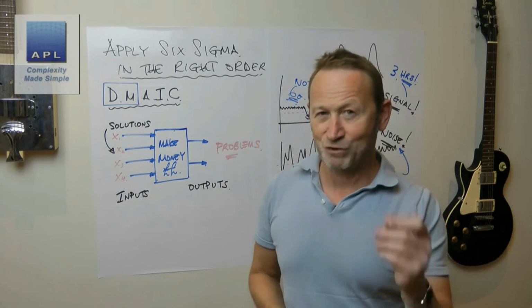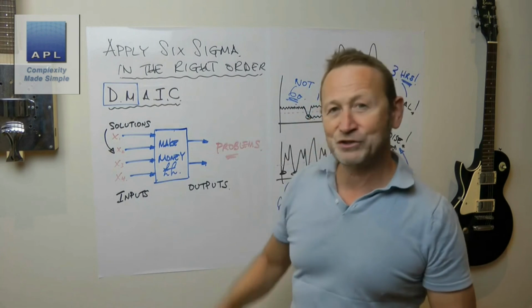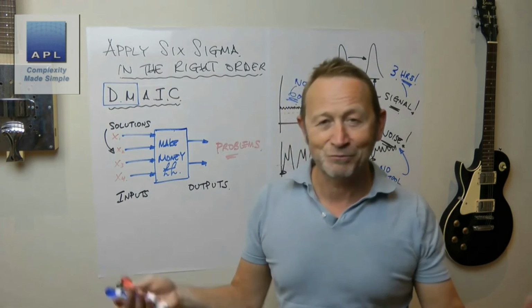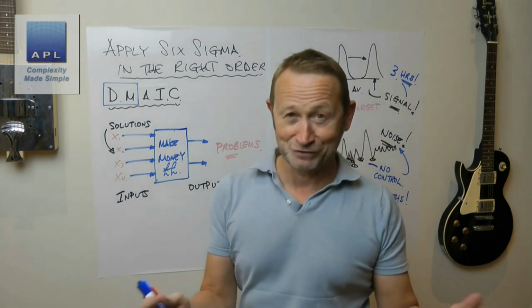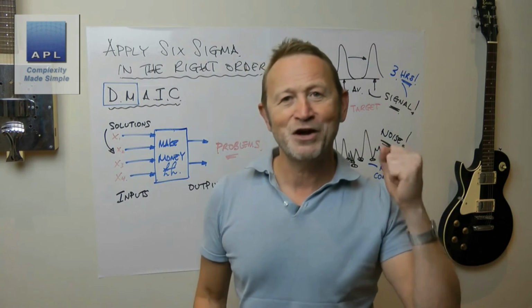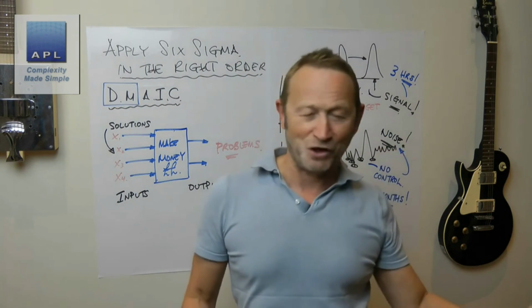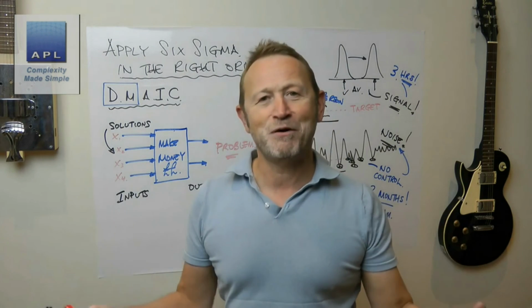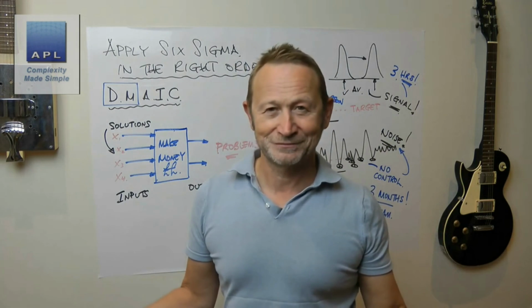Six Sigma is really, really easy if you apply it in the right order. And if you apply it correctly, guess what you'll do? You'll make pots and pots of money. Your processes will never ever have worked so well. Do Six Sigma in the right order and make pots of money.